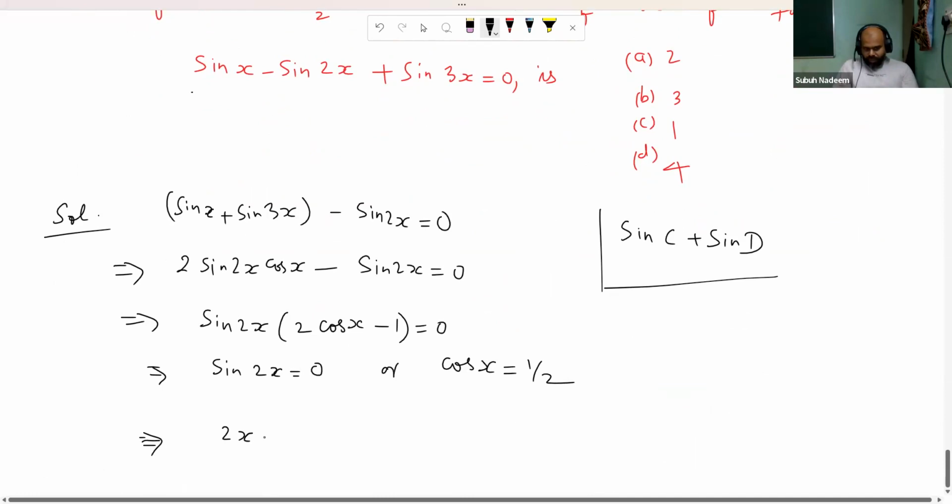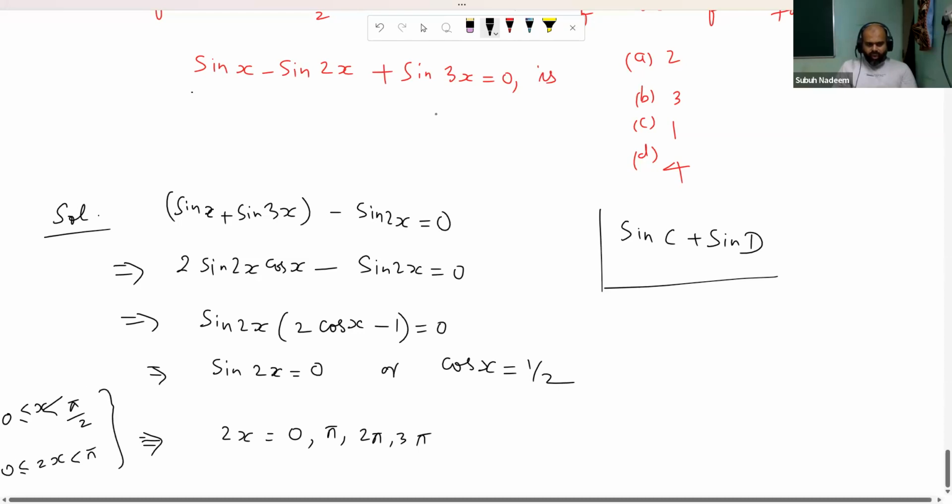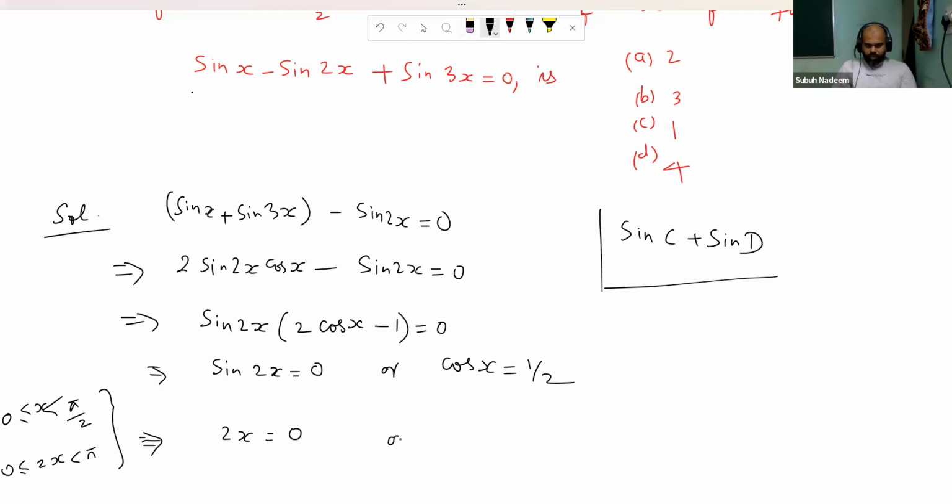So 2x can be 0 or pi. Here 0 only. If it was a general solution, then you could have taken pi, 2 pi, 3 pi also. But since they are saying x is lying between 0 to pi by 2, which means that 2x is lying between 0 and pi, and pi is not included, so here you don't have to take other values. So it is only 0 from the first one.